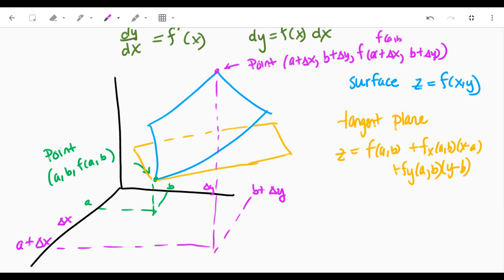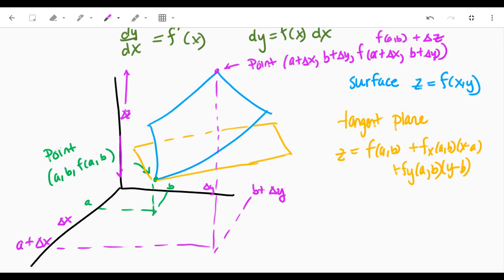f of a, b plus delta z. If you want to think about it that way, right? They're changing in the z direction. Okay, so we can even think about, let's see here. I'm just going to do a delta z off to the side here. Okay. So it's the difference in heights of those 2 points.